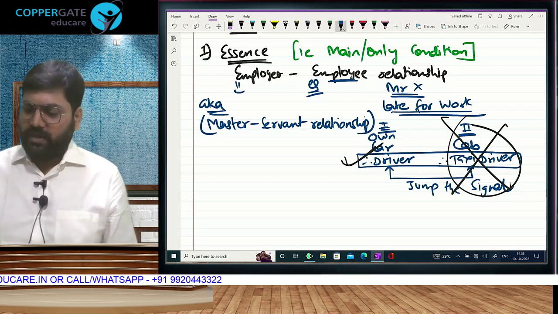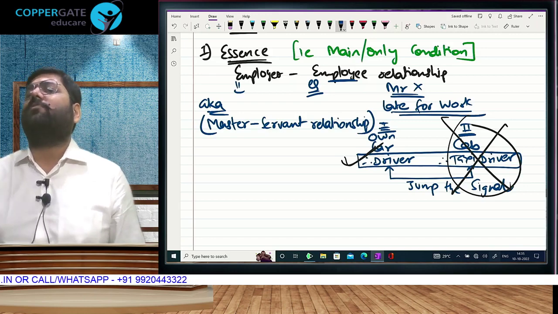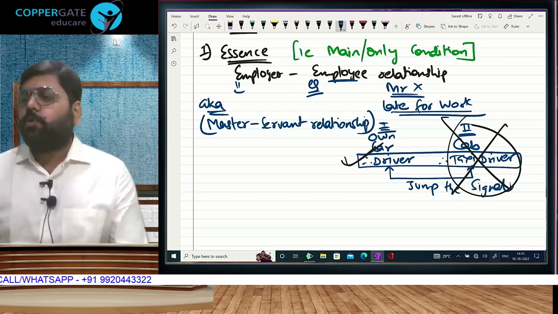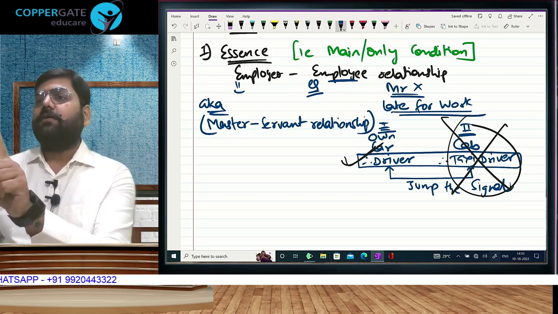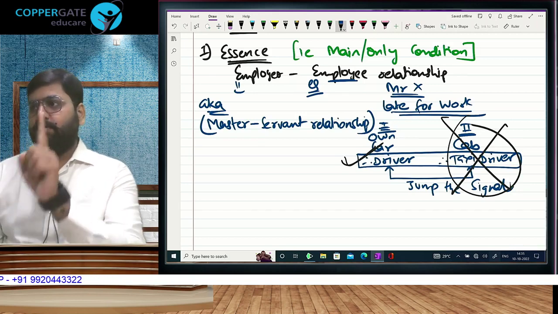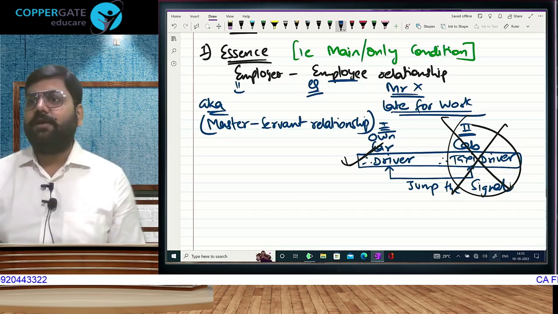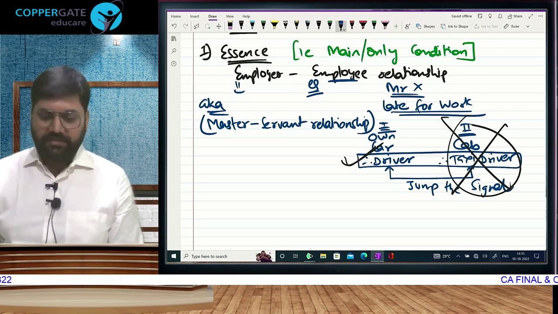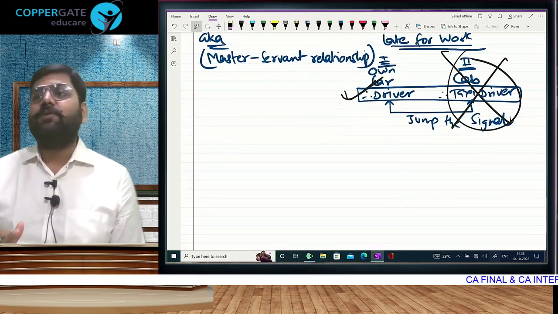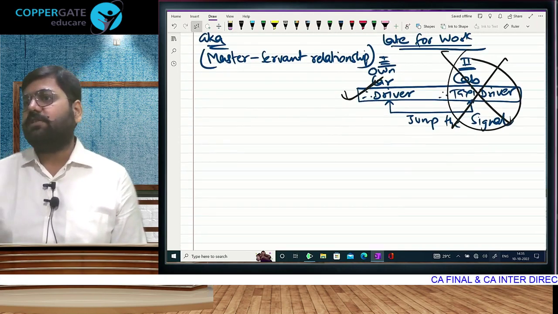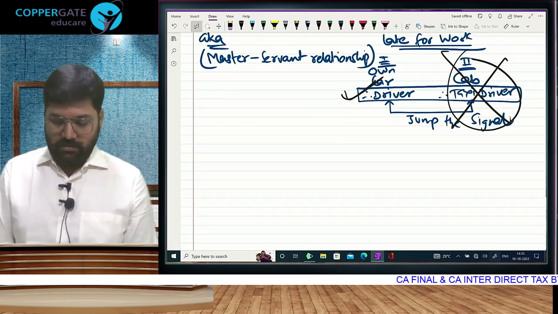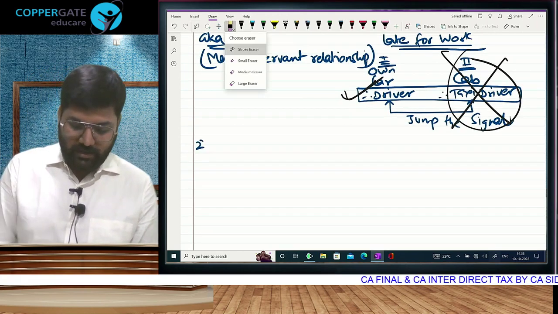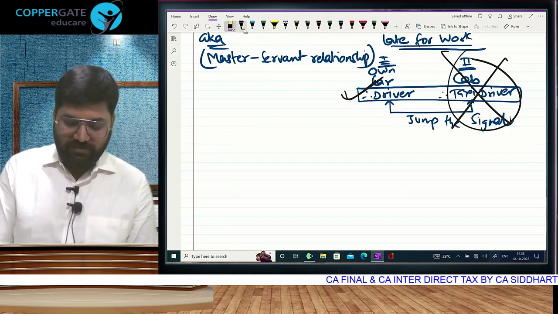So after today, whenever you are woken up in the middle of your sleep and asked, salary income kab hota hai? You just have to say one thing, employer-employee relationship, that's the only thing that matters, nothing else. And this is such an important point that you will see this point getting confirmed aage jaake.